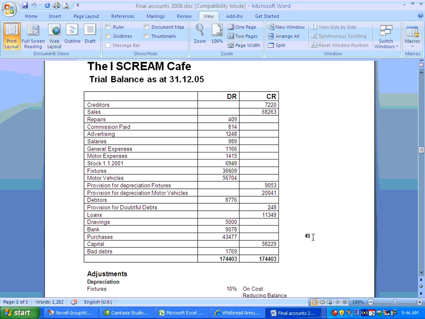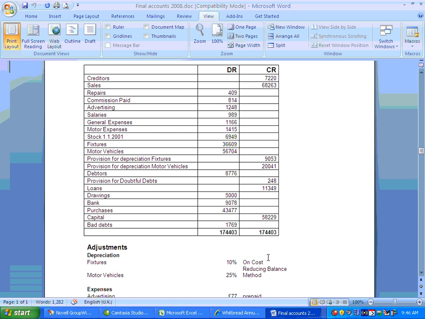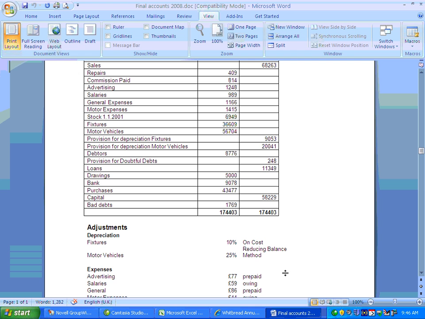Right, this is the second part of the video on looking at final accounts and how to deal with the adjustments in final accounts. Last time we looked at the depreciation on fixtures in this ice cream cafe example, and that was on cost. Fixtures was on cost.